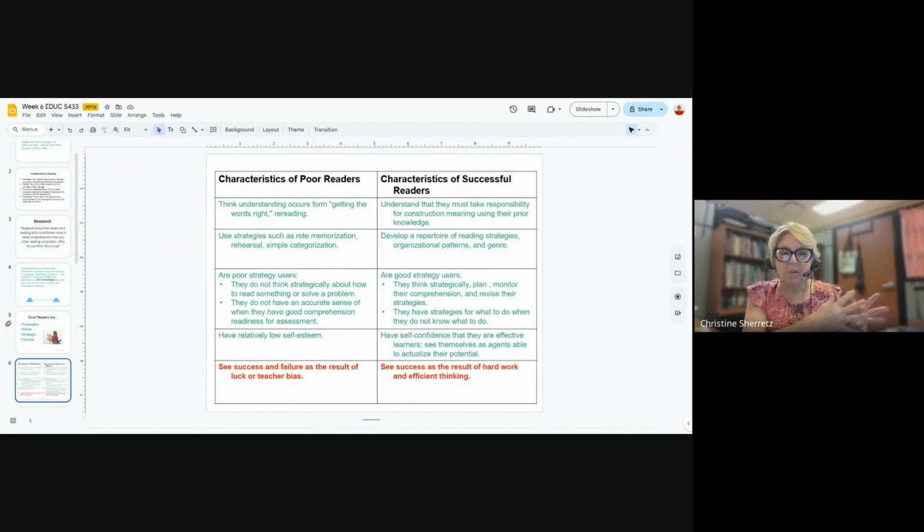This is something I always like to teach students about good readers and poor readers when they think about comprehension. Good readers take responsibility for constructing meaning. Poor readers, really, they just want to get the word right. Good readers develop lots of strategies. Poor readers don't have as many strategies. Good readers are very strategic. They monitor their comprehension. You probably have had students that have read something or decoded it, and then they go back and they can't tell you anything that they've read.